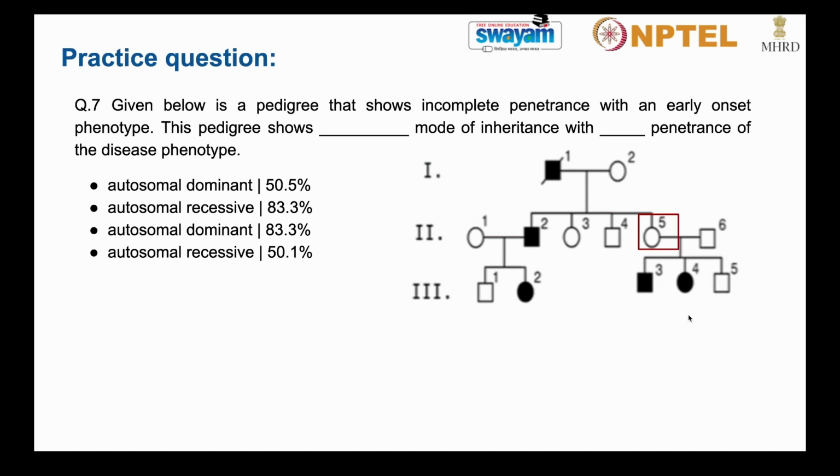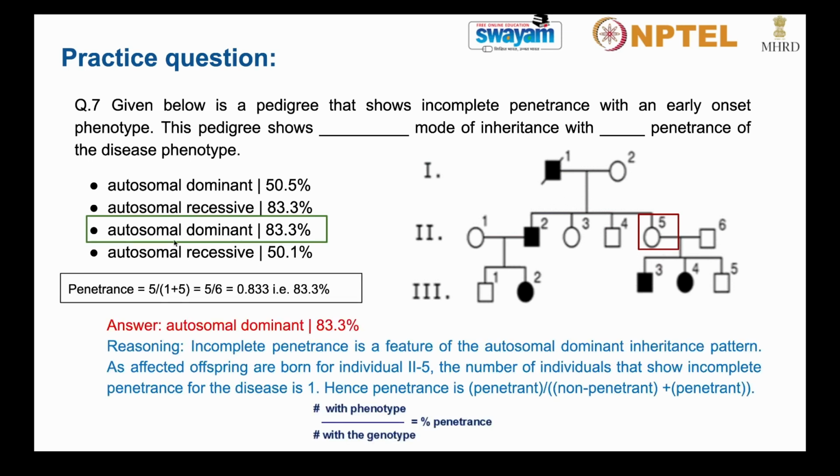We also know that incomplete penetrance is a feature of the inheritance pattern where it is autosomal dominant. Whenever a certain trait is autosomal dominant, even if a single dominant allele is present, the individual is affected. As these both are unaffected, how is it possible that their offspring get affected? It means individual 5 is showing incomplete penetrance for this disease phenotype. So the correct answer will be the autosomal dominant mode of inheritance.